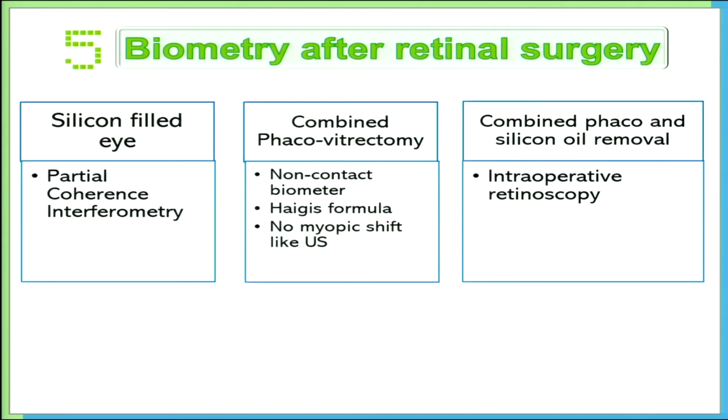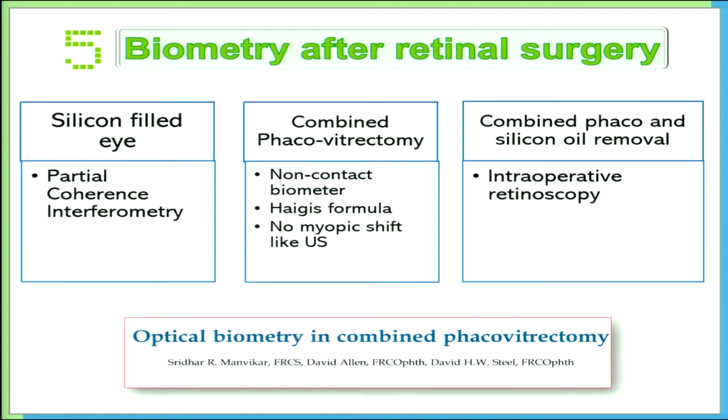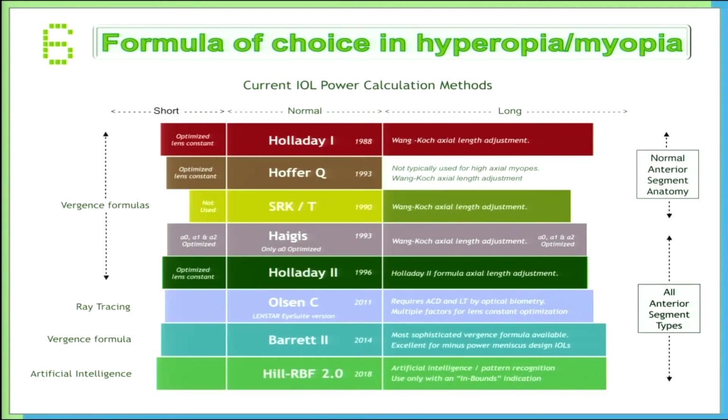Coming to another situation where we have had previous retinal surgery, like a silicone-filled eye, or we are planning a combined phaco-vitrectomy. In such cases, it's better not to use the contact method. Any optical biometer is good in such cases. But when there is a combined silicone oil removal, it is better that we go for newer options like intraoperative retinoscopy. However, the results are a little limited in such cases.